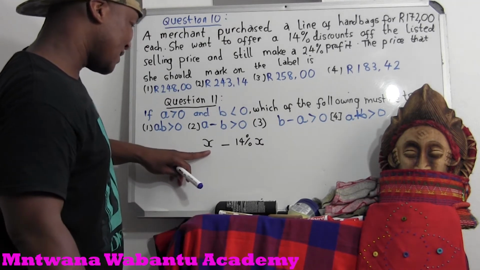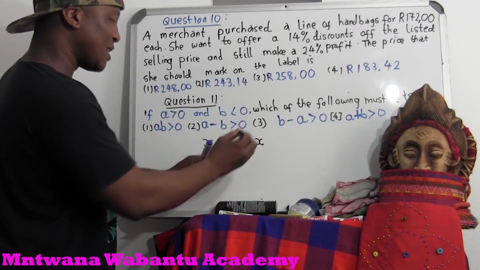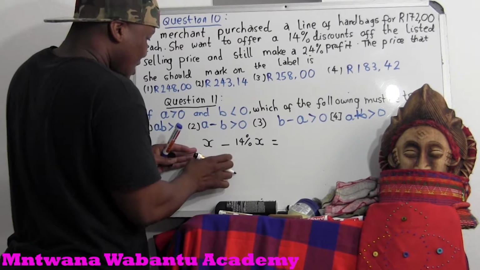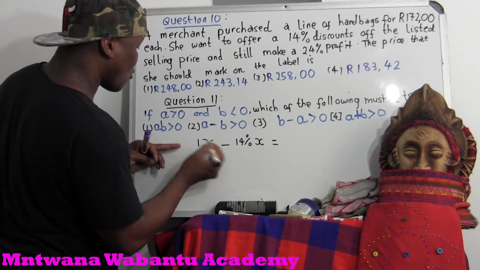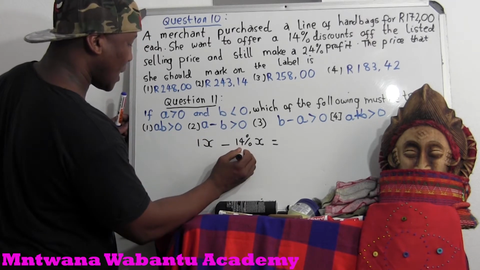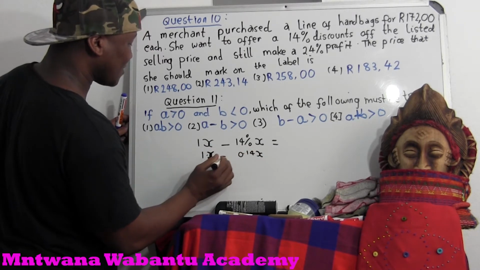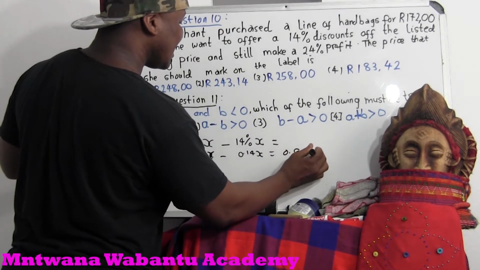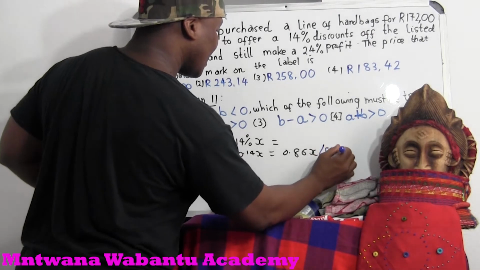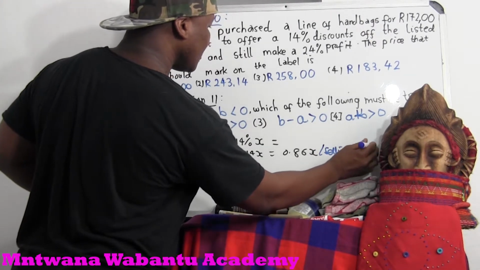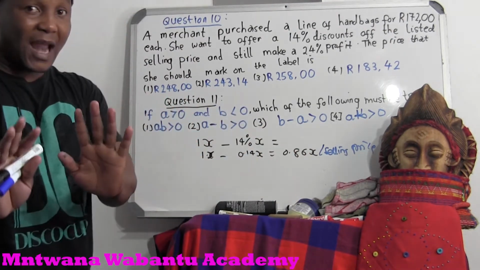So our selling price is X, and we have to deduct 14% off that selling price. If you put it in a calculator, 14% is 0.14x, and this is 1x. When you subtract, 1x minus 0.14x, you get 0.86x. You see what I'm saying? So 0.86x is the price I'm going to sell at.